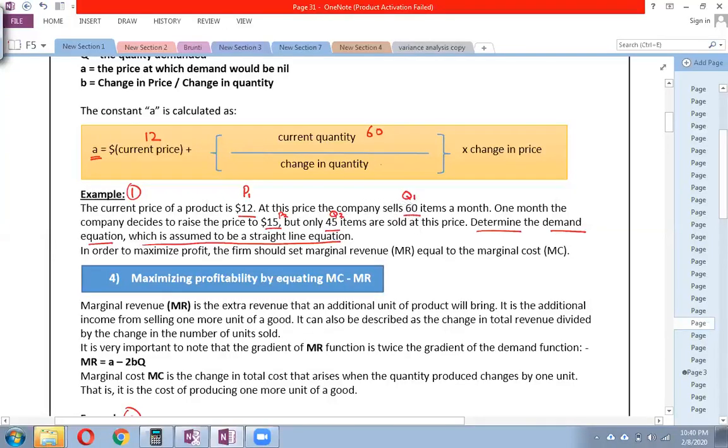So the change is 15. How much is the change in the price? Change from 12 to 15. So the change in the price is 3. Now, if you want to calculate that, you should get 24 once again.